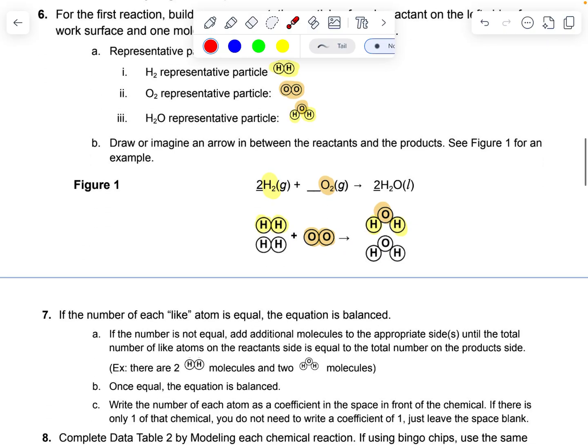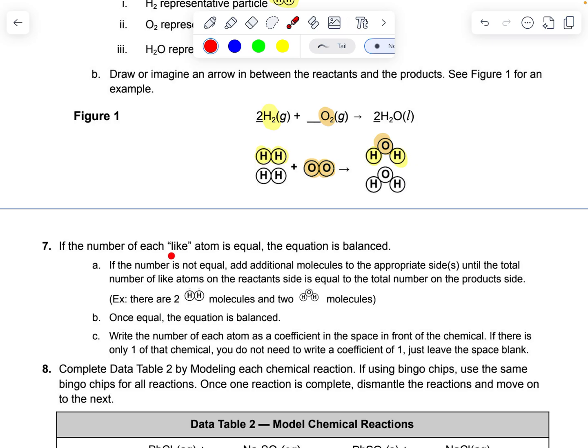So then this step 7 is saying if the number of each like atom is equal, the equation is balanced. If the number is not equal, add additional molecules to the appropriate sides until the total number of atoms on the reactant side is equal to the total on the product side. And reactants are on our left because those are the things that are reacting. Products are on the right, the things being produced.